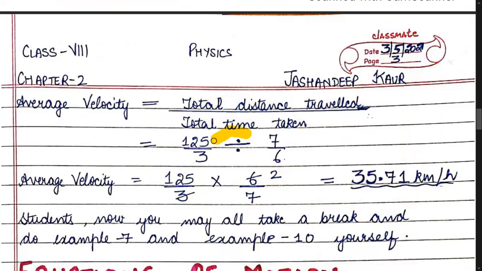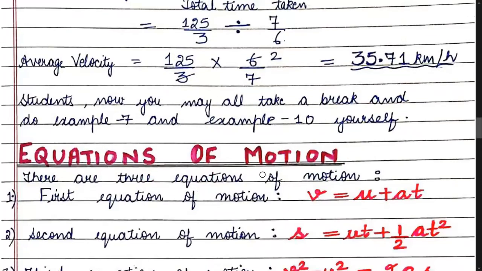In this division of fractions, if I change the sign of division into multiplication, then we take the reciprocal of the second term, the denominator. So our answer comes out to be 35.71 kilometer per hour. So students, after this, you can take a break and do example number 7 and example number 10 yourself.